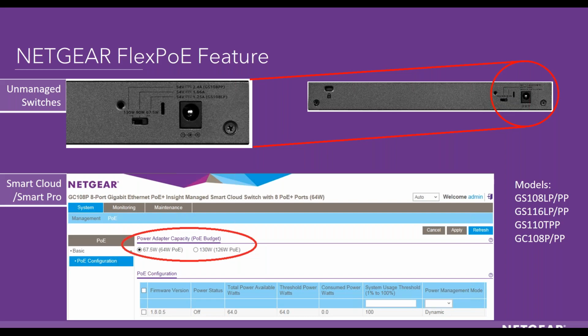apply it. There are several models that already have these Flex PoE features, including GS108LPP, GS116LPP, and GS110TPP, which is the Smart Pro model, and GC108P and PP, which are Smart Cloud models.